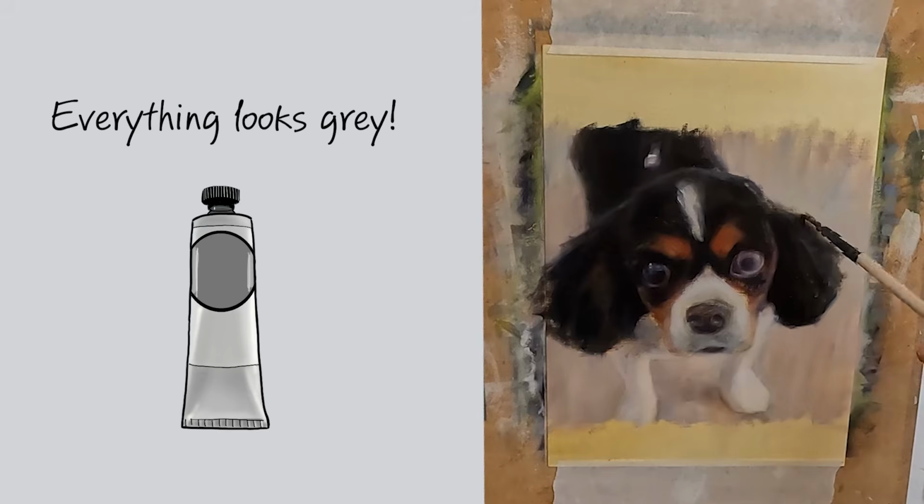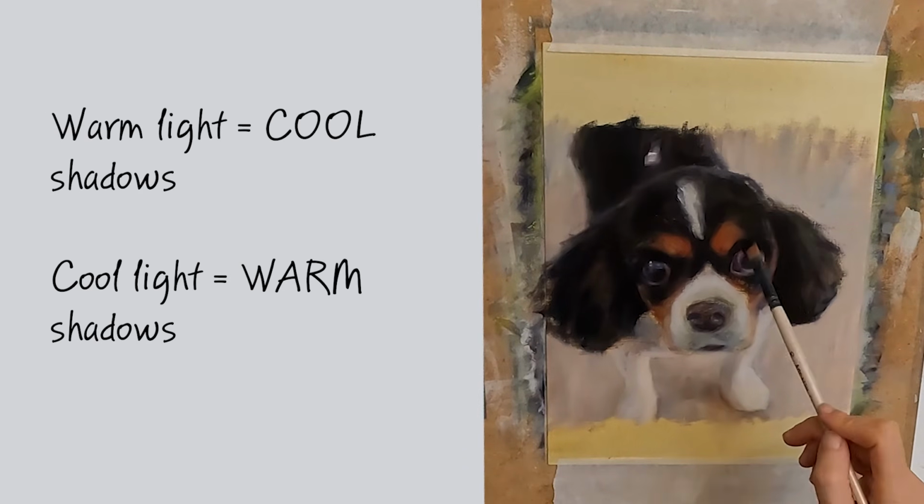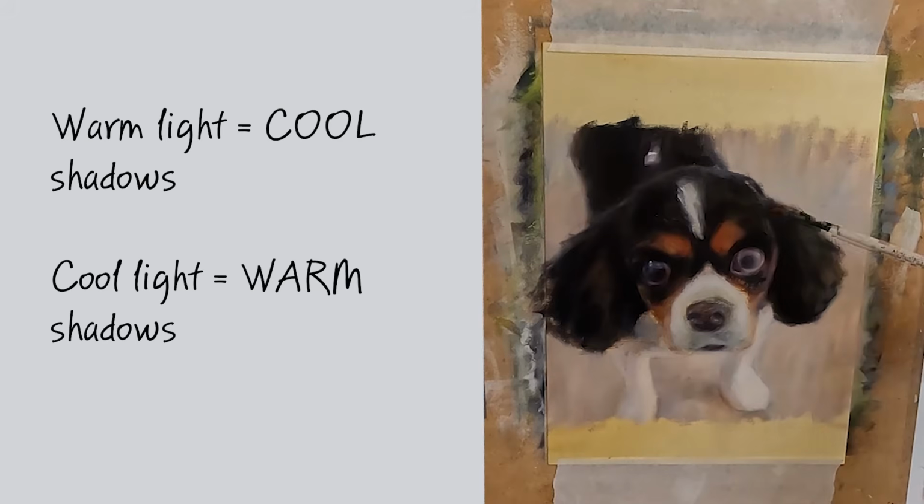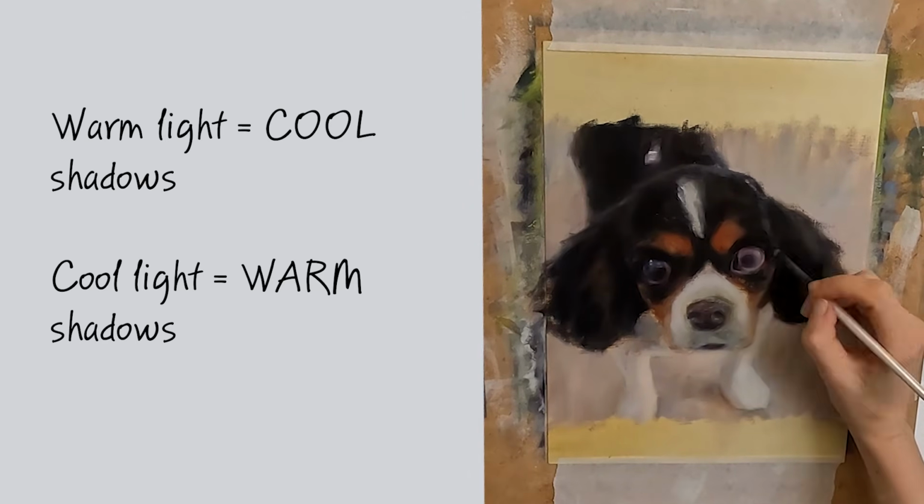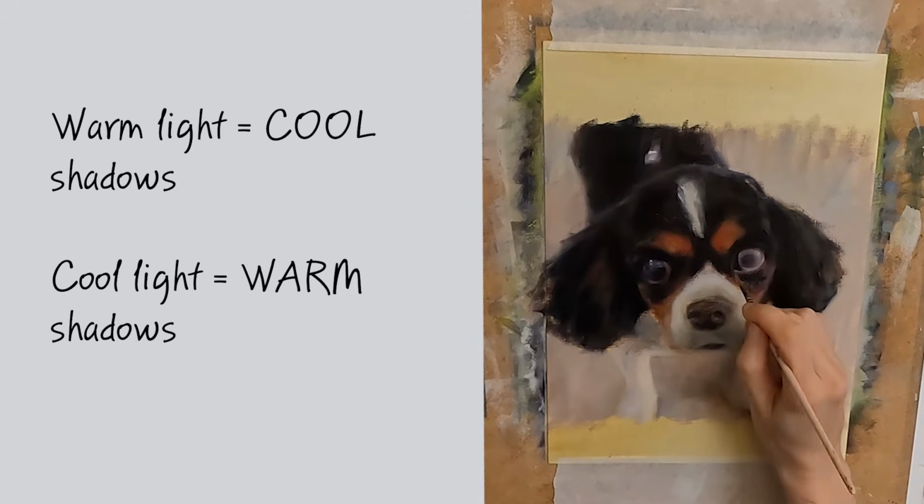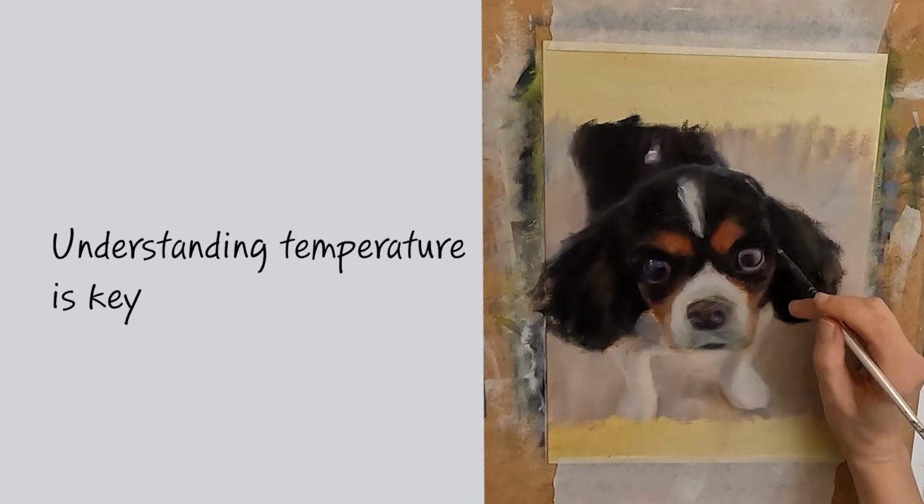Perhaps all of your shadows look grey and your light looks the same. Light and shadow temperatures are always opposite. If you are dealing with warm light, your shadows will be cool. If you are dealing with cool light, your shadows will be warm. So it is important to identify the temperature of your light source. Understanding temperature is key here.